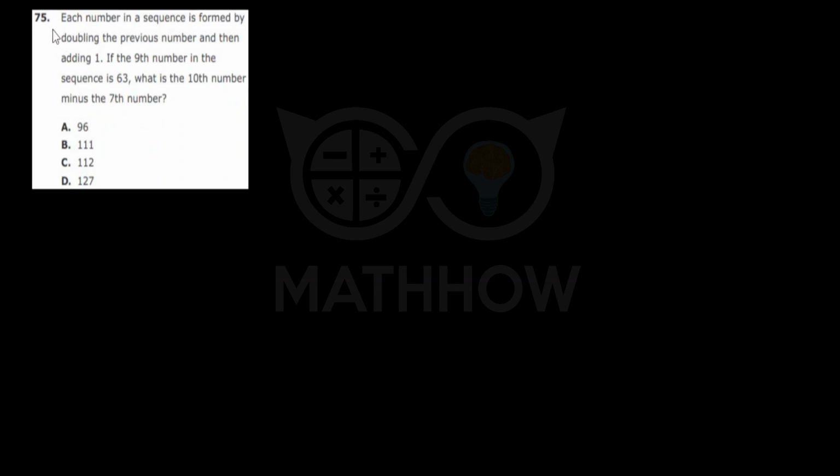Question number 75. Each number in a sequence is found by doubling the previous number and then adding 1. Suppose that the previous number is x.